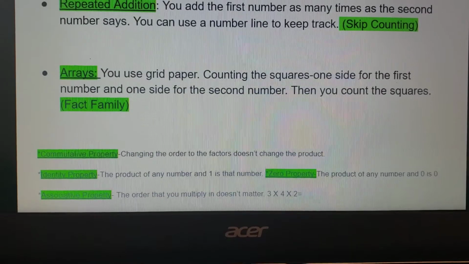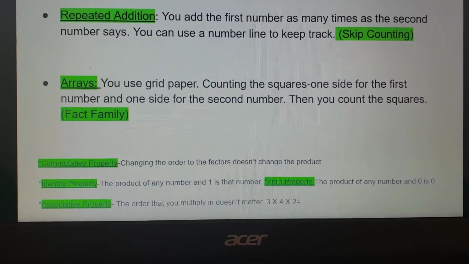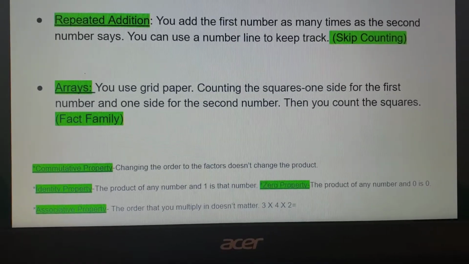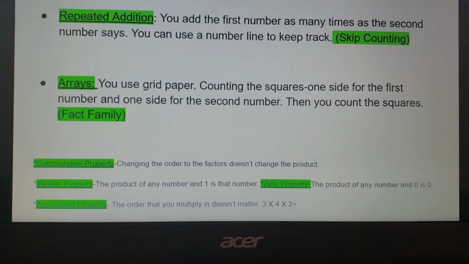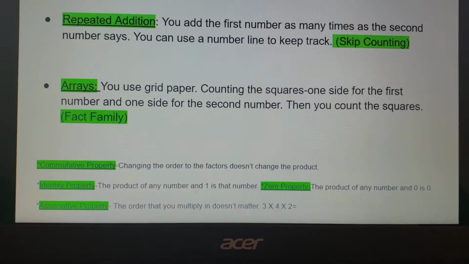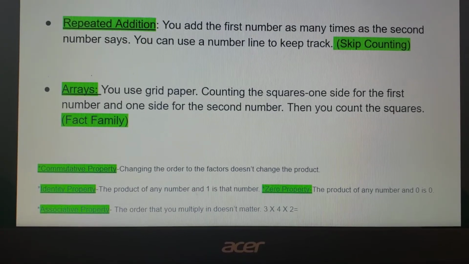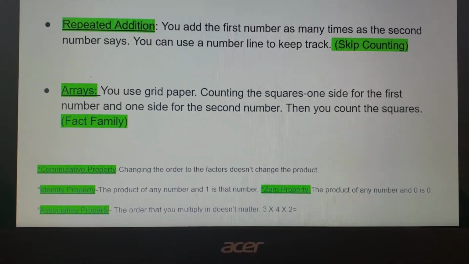A couple of rules that the kids have learned about multiplication. The commutative property: the order of the numbers does not change the product. 3 times 5 is 15. 5 times 3 is also 15. The identity property: the product of any number and 1 is that number. 5 times 1 is 5.